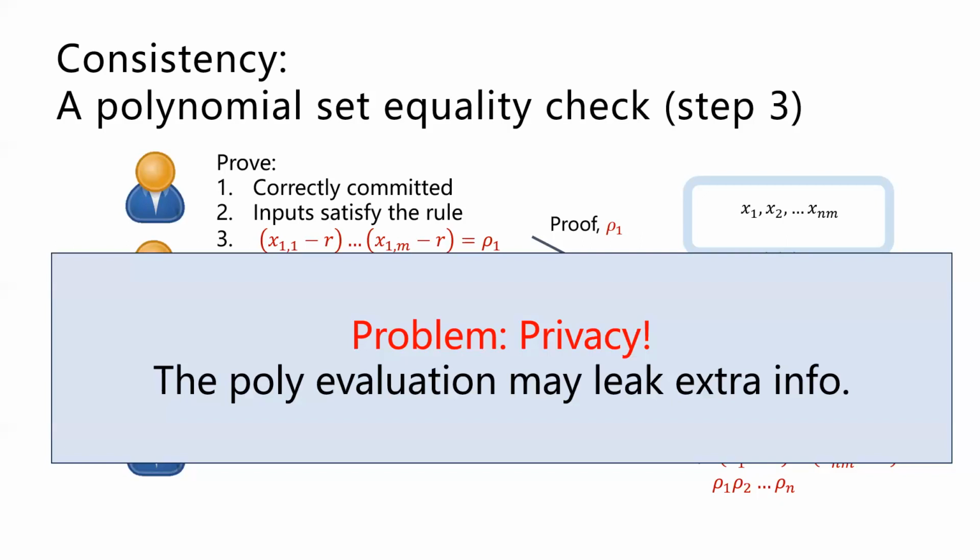There's one last problem remaining, that is privacy. We recognize that if you reveal the rho here directly, you're going to leak some extra information. As some intuition, the server can brute-force search for which subset can generate this rho, and this is going to be a problem.